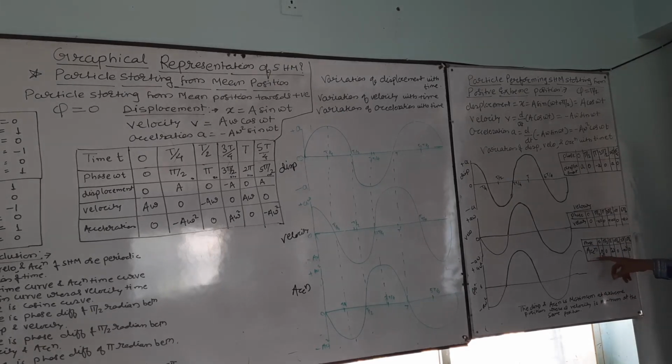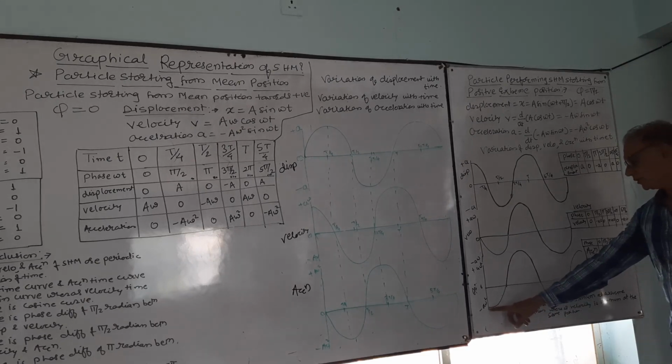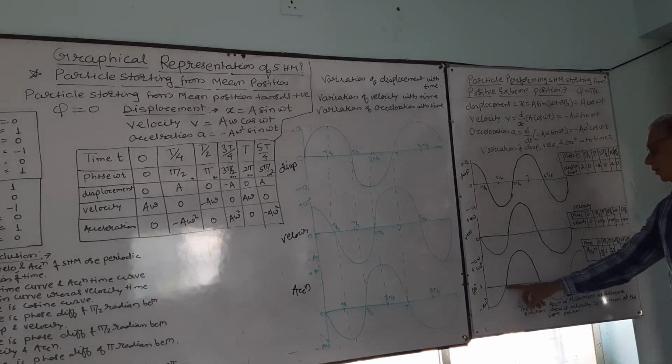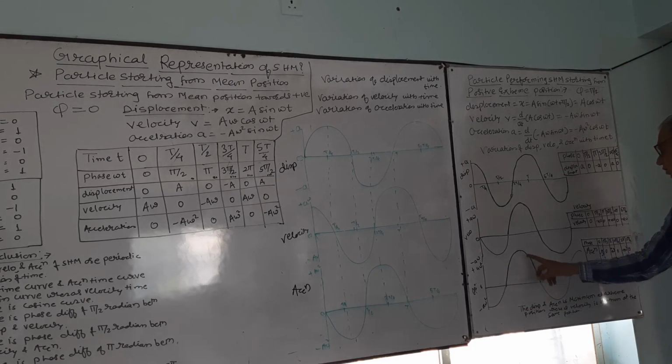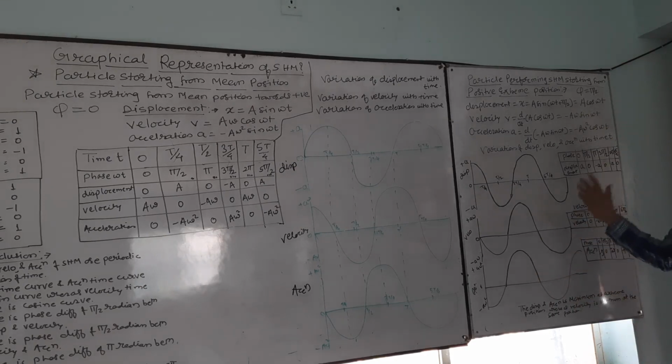Therefore the values for acceleration are minus a omega square, 0, plus a omega square, 0, minus a omega square and 0. Draw this graph, the variation of acceleration with time t: minus a omega square, 0, plus a omega square, 0, minus a omega square, 0. Those are the three different graphs for a particle performing SHM starting from the positive extreme position.